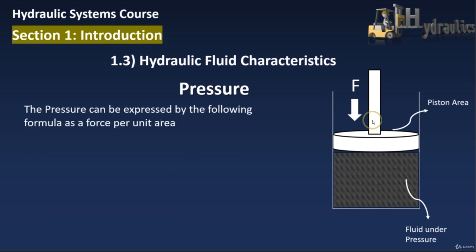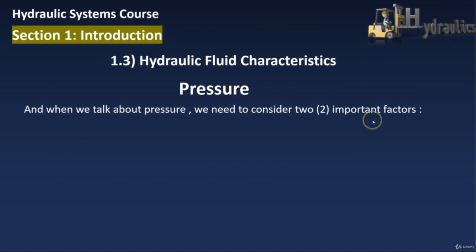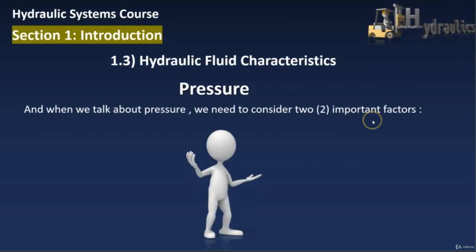The pressure can be expressed by the following formula, where P equals force over area. P is the pressure and it is measured in Pascal or PSI. F, the force, is measured in Newtons or pounds. A is the area where the force is being applied, which is measured in meter squared or inch squared. And when we talk about the pressure, we need to consider 2 important factors. The first one will be the force multiplier and the pressure drop.